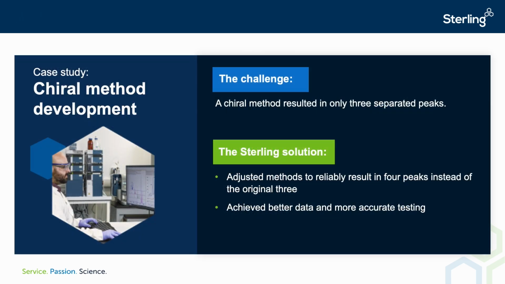To give an example of method development here at Sterling, we'll showcase an example of chiral method development and optimization for an API with 2 chiral centers. This means there are 4 possible enantiomers. When analyzing a racemic sample, meaning that equivalent amounts of each enantiomer are present, there should be a total of 4 distinct peaks. Analysts set out to create a chiral method capable of doing so.